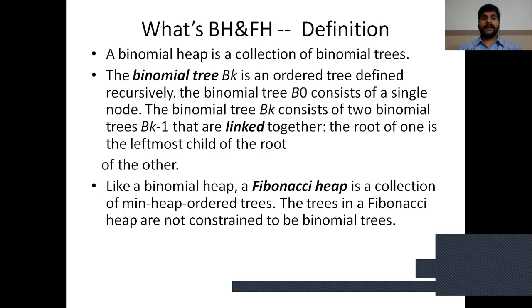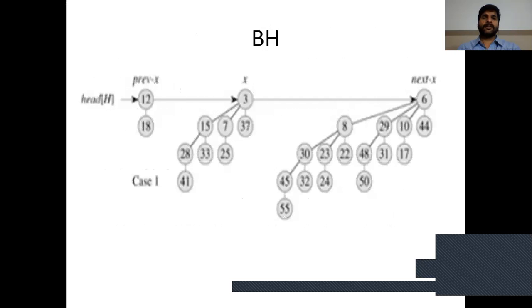While, like a binomial heap, a Fibonacci heap is a collection of min-heap-ordered trees. The trees in a Fibonacci heap are not constrained to be binomial trees. So, binomial heap has fields like H, previous of X, X and next.